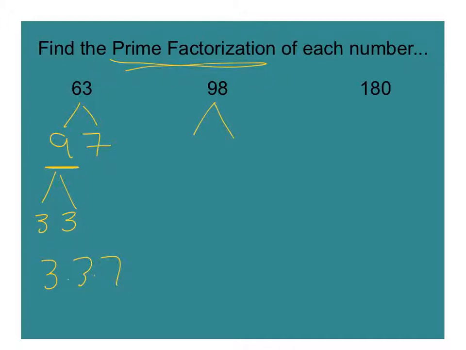98, if you're clever, you'll go 49 and 2, because that's the one that kind of jumps out the easiest. But then recognize 49 goes 7 and 7. So prime factorization will be 7 times 7 times 2.